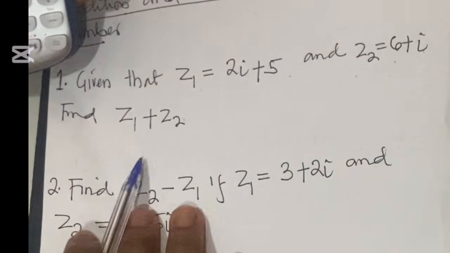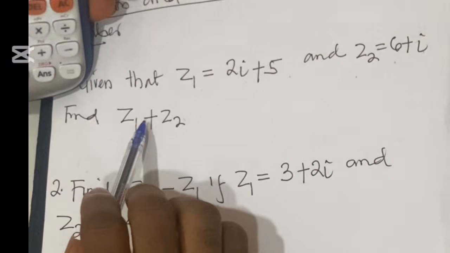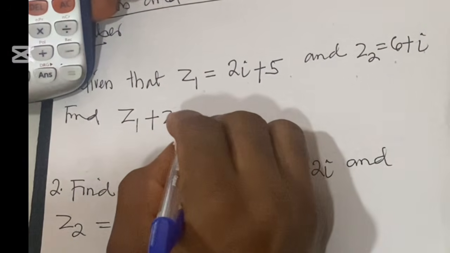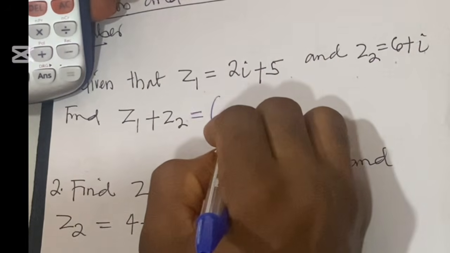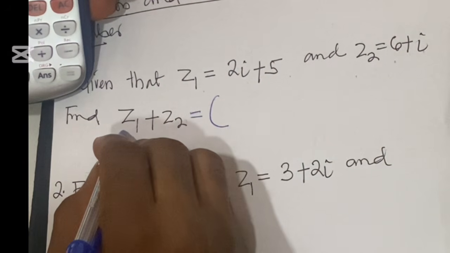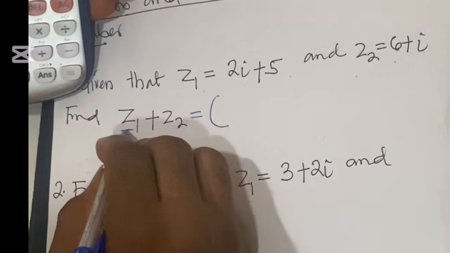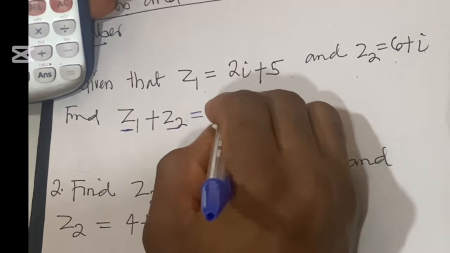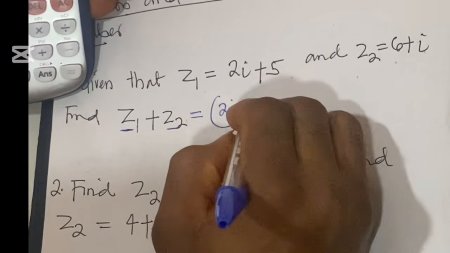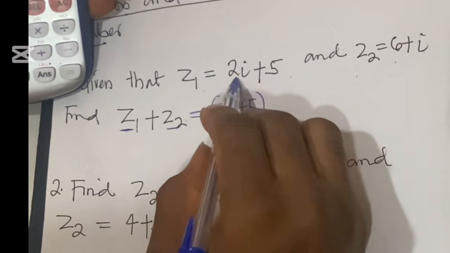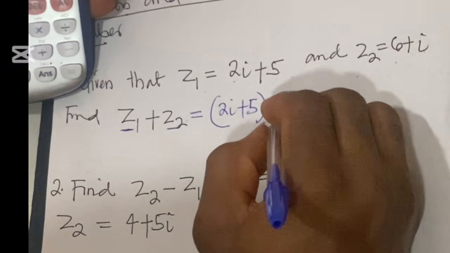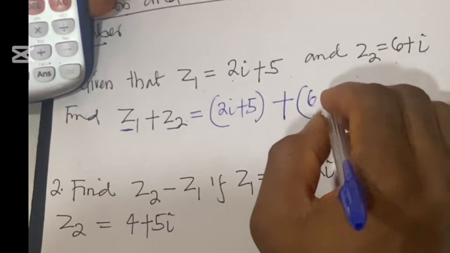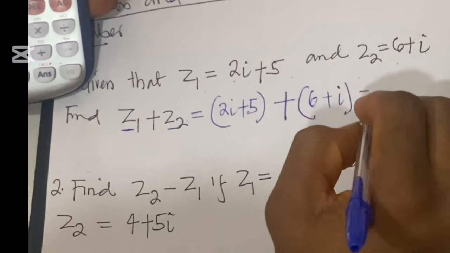So I want to type it the way it is. We are asked to solve for z1 plus z2. I'll put a bracket open here to indicate that this complex number is different from the other complex number. z1 is 2i plus 5, that's the number given to us, plus, then you open your bracket, z2 is 6 plus i. Now let's get the answer.